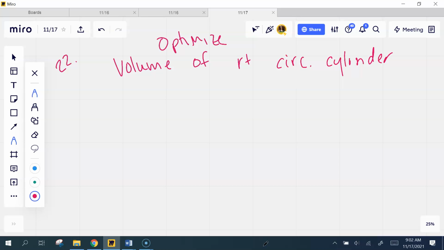So inscribed just means that the edges touch it. Okay, so I know what I'm optimizing. I want to know the maximum volume of the cylinder. It's inscribed in a sphere of radius 10. What's the maximum volume? Okay, so let's look at the sphere.